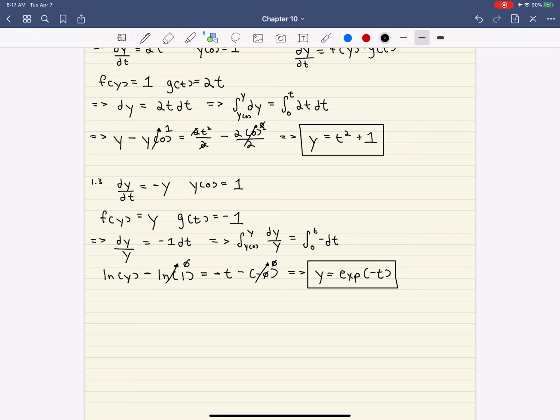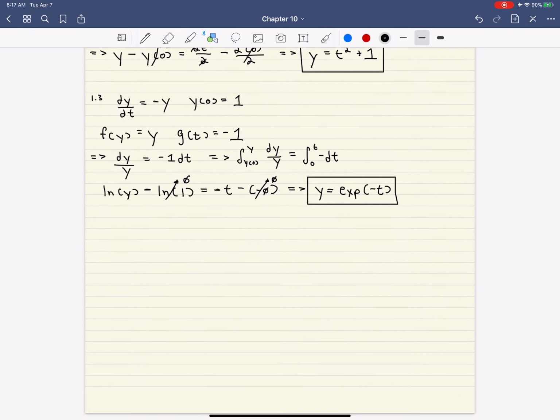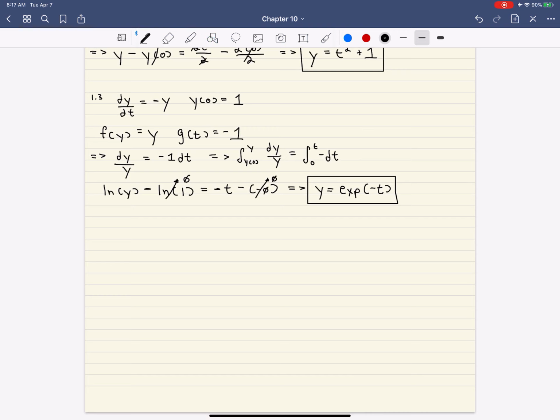Okay. Alright, so also a fairly simple example. Let's move on to 1.4. And what our differential equation now is dy dt is equal to 4 minus y. Okay? And our initial condition, y at t equals 0 is 1.